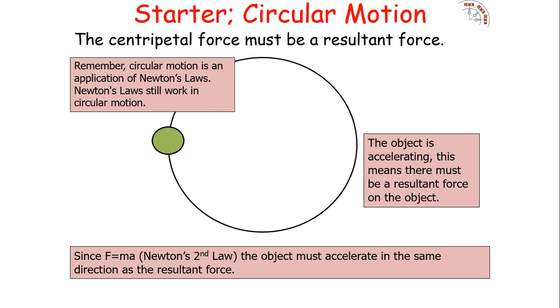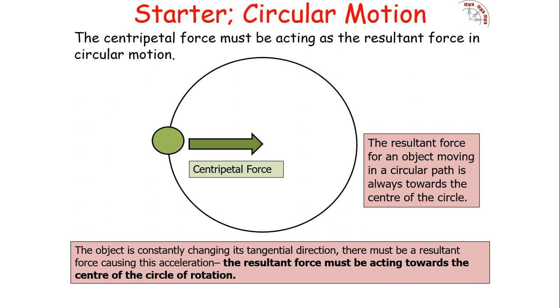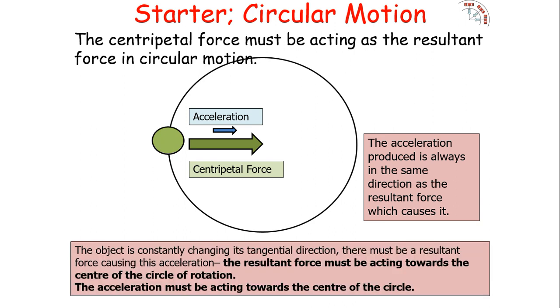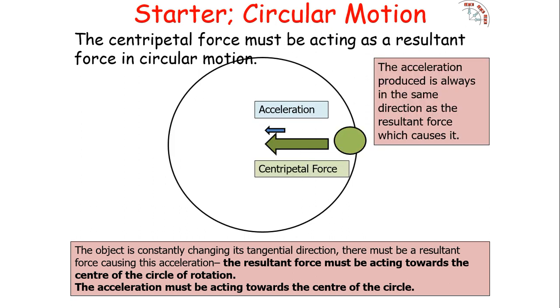So Newton's laws, such as the first law, the second law, and the third law, they all still work in circular motion. Now, as this object is accelerating, there must be a resultant force acting towards the center of the rotation. Okay, now this means that there must be an acceleration in the same direction as the resultant force which causes this. It's Newton's second or Newton's first law of motion. So therefore, there must be an acceleration acting towards the center of the circle when an object moves in a circular path. Now, the acceleration is always produced in the same direction as the resultant force which causes it.